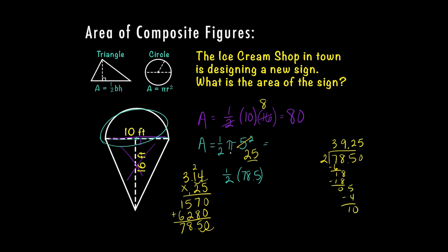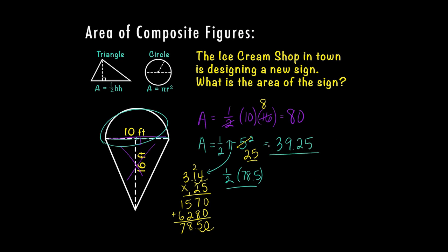So now we've figured out pi times 25, which is the actual area of our circle. And then because this was a semicircle, we had to divide that 78.5 by 2. So we ended up with 39 and 25/100. And then now my last step is just going to be to add these two together. So I end up with 119 and 25/100 feet squared. There is the area of the ice cream shop's sign.